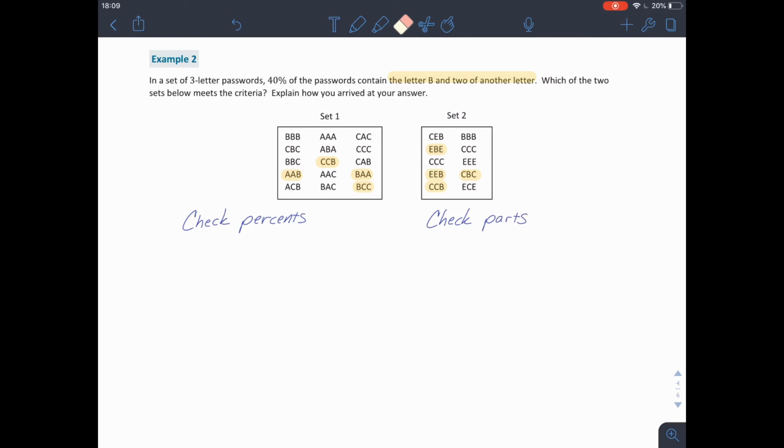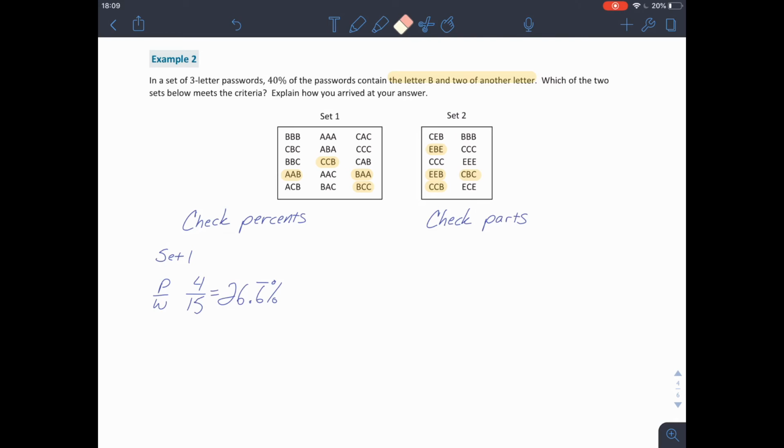If you tried to check percents, what you need to do for each set is find the part that has the letter B and 2 of another letter and divide it by the total number for each set. So looking at set 1, we can see that there were 4 possible passwords that had the letter B and 2 of another letter, and then there were 15 total options. So we do 4 divided by 15 to find that it's 26.6 repeating percent for set 1.